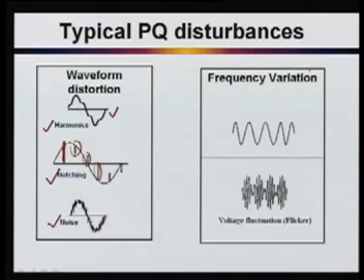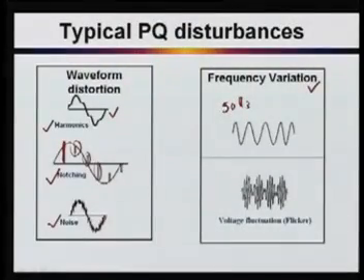Another type of PQ disturbance is frequency variation. Here, as I said, your nominal frequency is 50 Hz, so we should have a 50 Hz supply throughout the day, throughout the hours. But there may be a possibility that your frequency is somewhere less, somewhere more. Again, it depends upon the power system loading. If your power system is highly loaded, then there may be a possibility that the frequency of the system may fall.